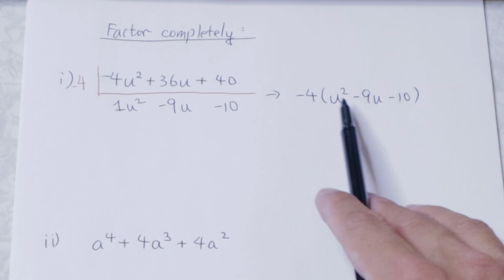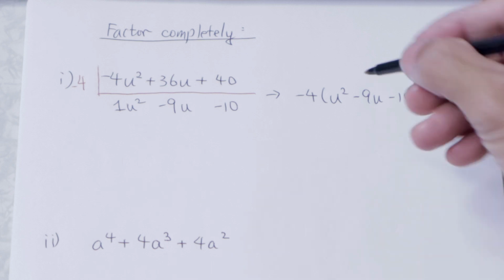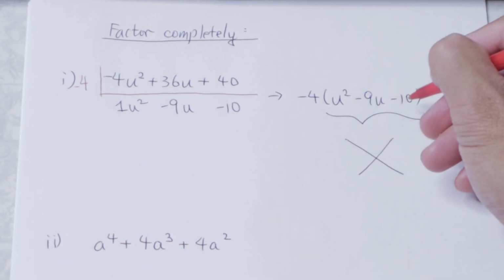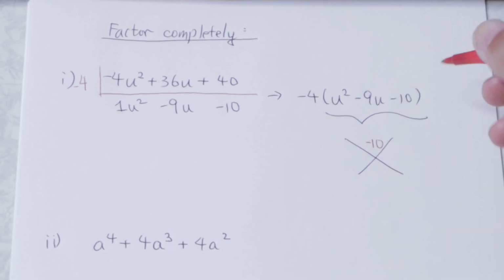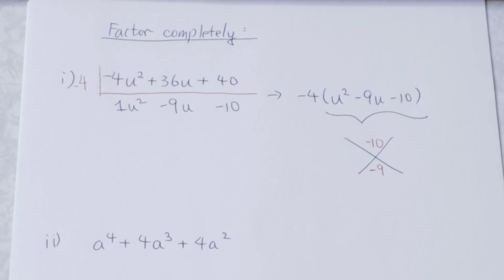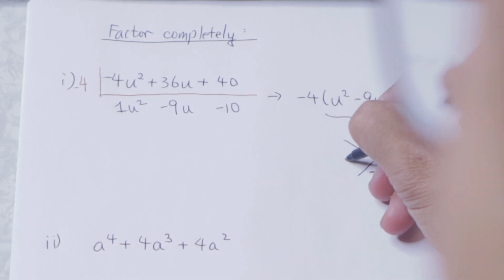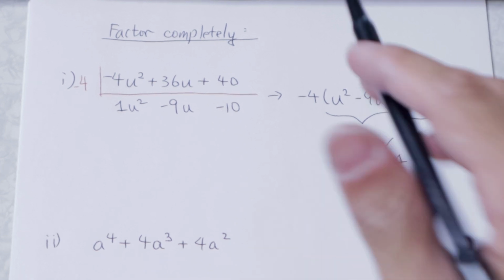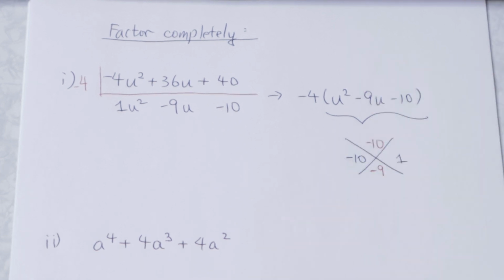And from here, we can now do the x game. We create our x game with negative 10, which is your c, on the top, and negative 9, which is your b, at the bottom. You guess and check the two numbers that multiply to get negative 10 and add to get negative 9. They are negative 10 and 1, because negative 10 times 1 is negative 10, and negative 10 plus 1 is negative 9.